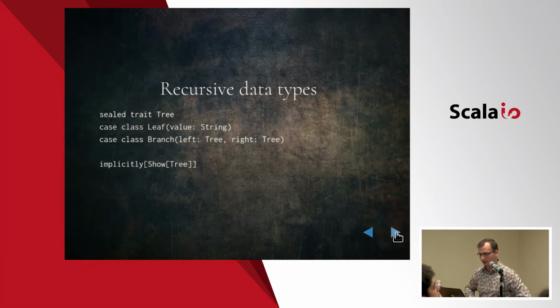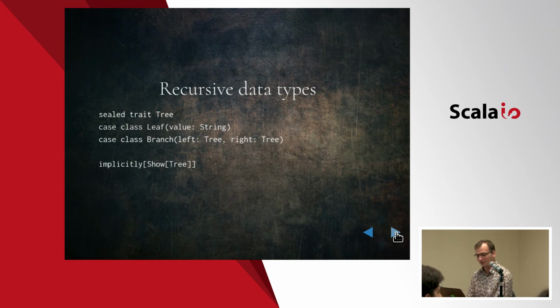This does not work as stated, unfortunately, because of recursive data types. So let's follow that algorithm, if you can even call it that, for this here. We're going to break tree down into subclasses. The subclasses are leaf and branch. So let's deal with leaf. It's a case class. We'll look at the parameters. There's one parameter, value, which is of type string. We need a show of string. Easy. There's one somewhere in scope, or an implicit scope. That's done. Let's try branch.